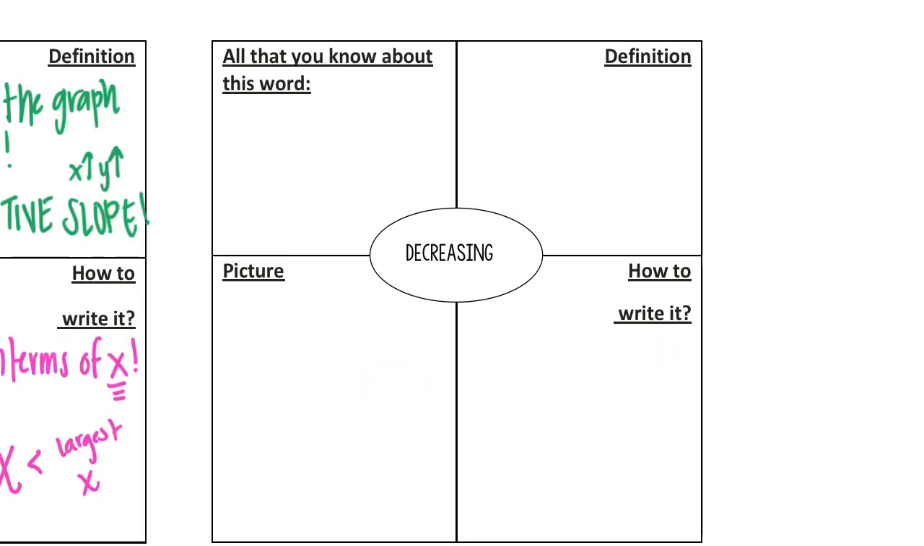Decreasing parts of the graph are the exact opposite of that. So the definition of where the graph is decreasing is where the graph is going down. That's, in layman's terms, where the graph is falling. In other words, it's where the graph has a negative slope.